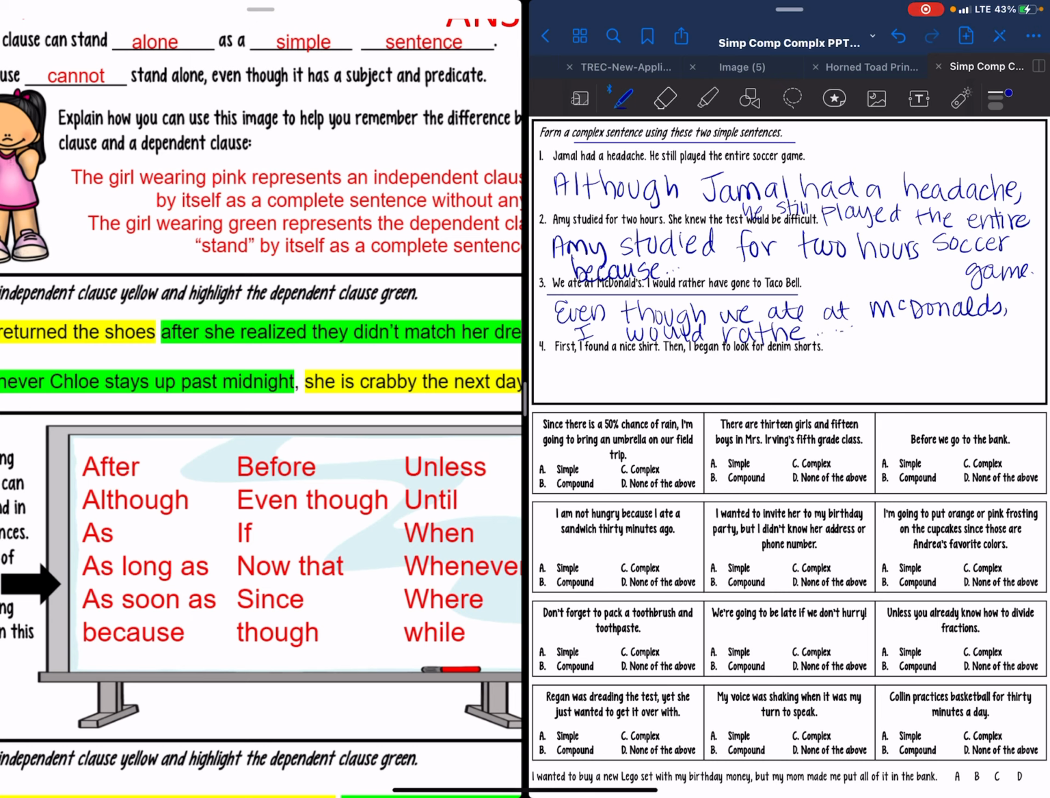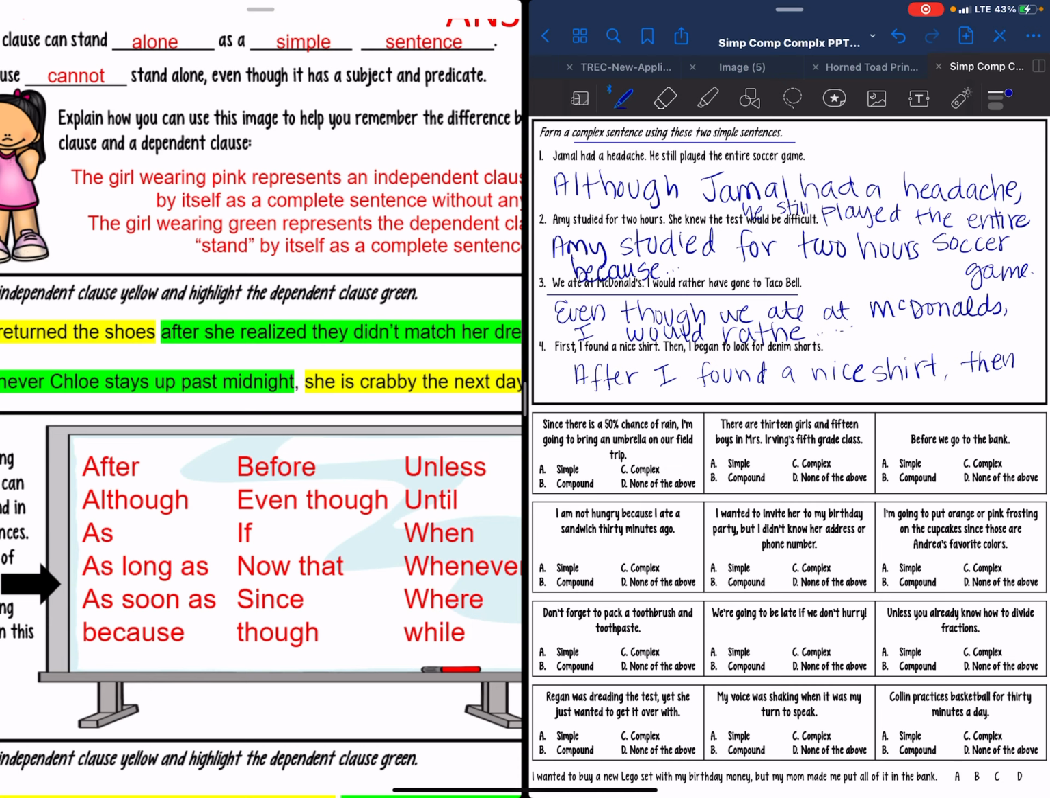So it'll be after. So after I found a nice shirt, comma, then I began to look for denim shorts. So first I found a nice shirt, until, when, then, yeah. Okay, so after I found a nice shirt, then I began to look for denim shorts.